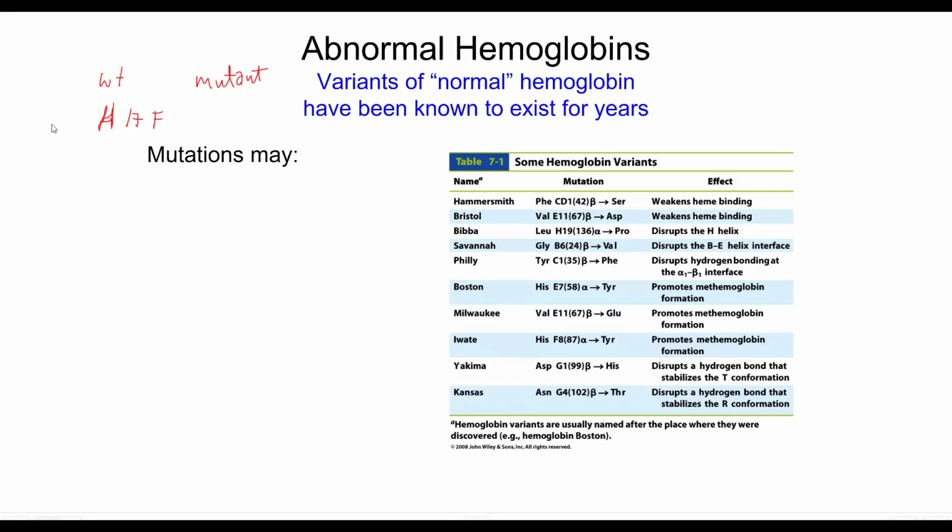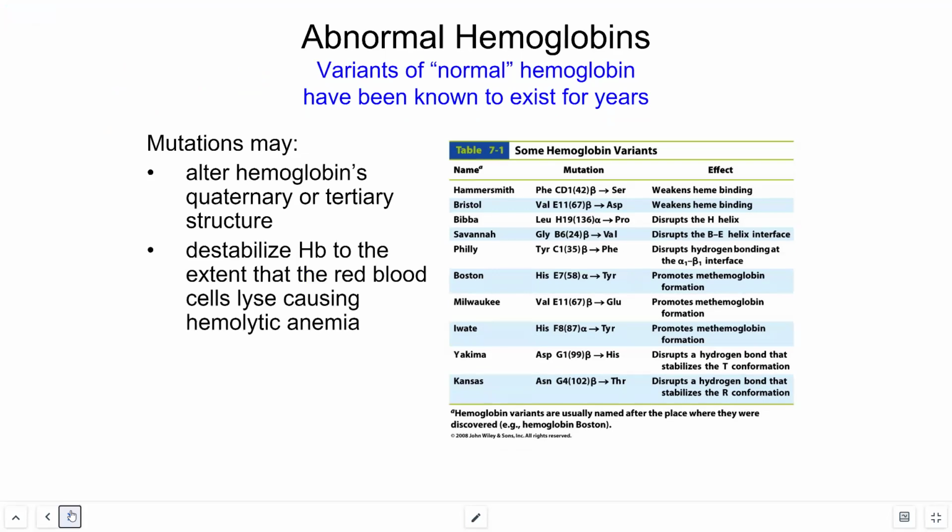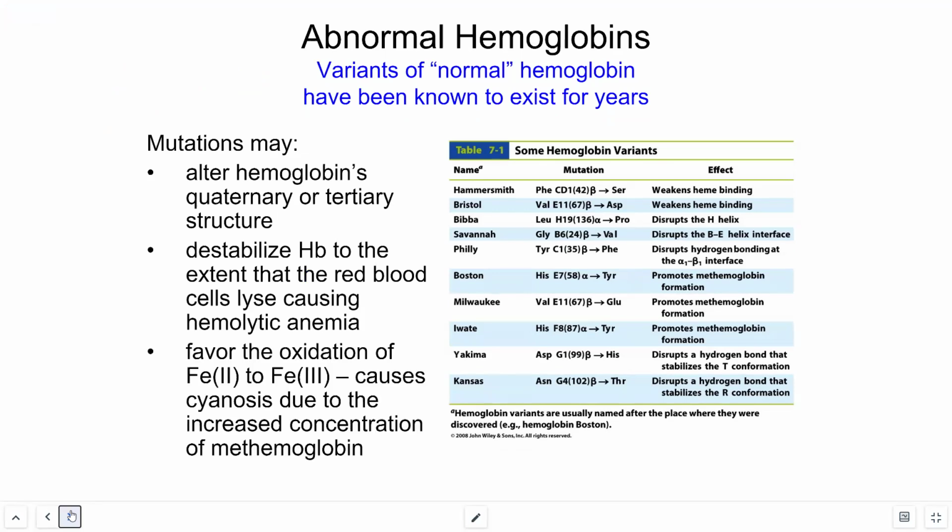Now, with all that in mind, hemoglobin mutations may alter hemoglobin's quaternary or tertiary structure. It can destabilize hemoglobin to the extent that the red blood cells lyse, causing hemolytic anemia. In addition, they can also favor the oxidation of iron to iron 3 plus, so that iron 2 plus, Fe2, goes to Fe3, which is going to cause cyanosis due to the increased concentration of methemoglobin.